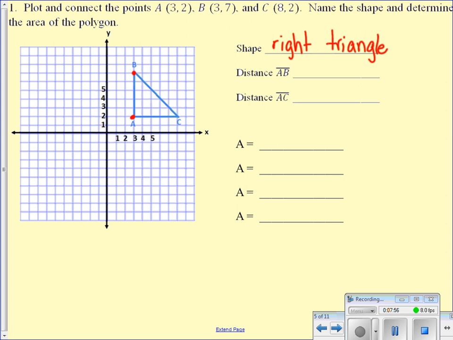I'm going from 2 to 7. So from (3, 2) to (3, 7), what's the distance? They're both positive numbers, so I didn't cross an axis. 5. So my height is 5.